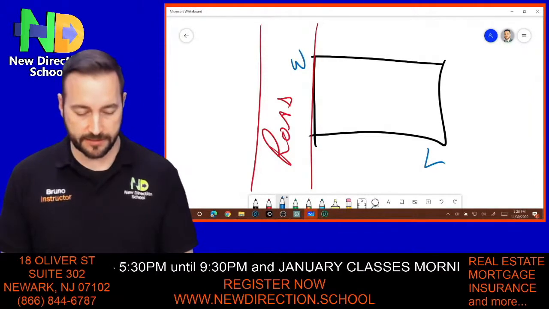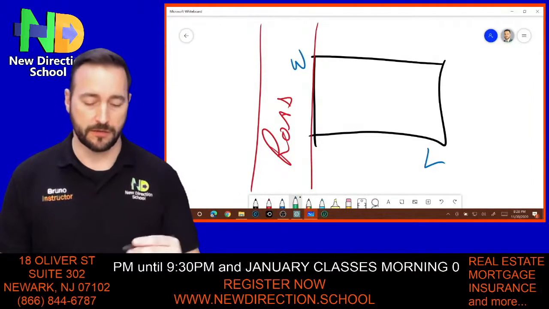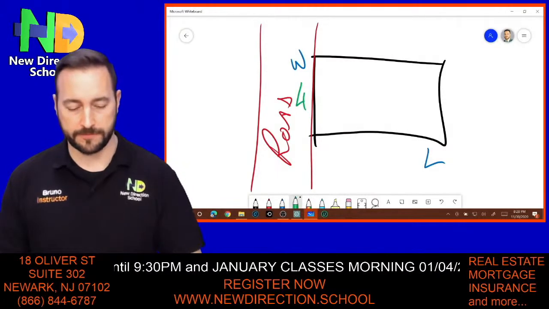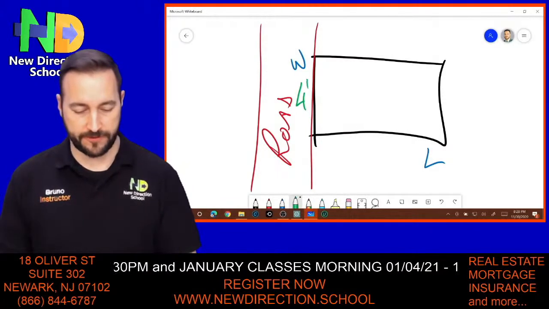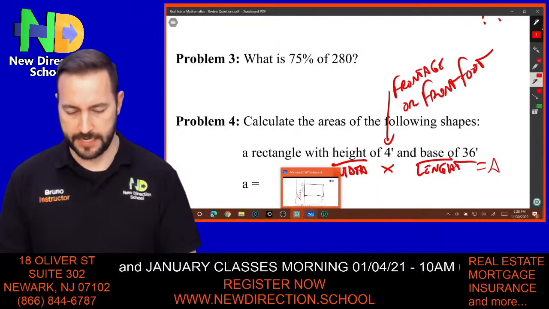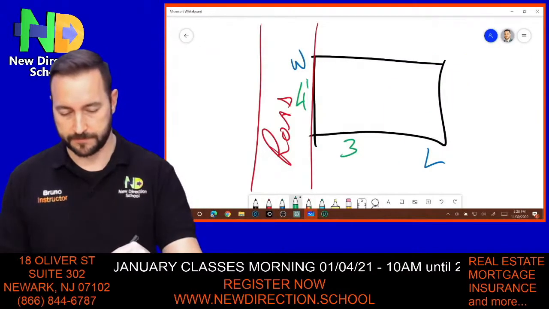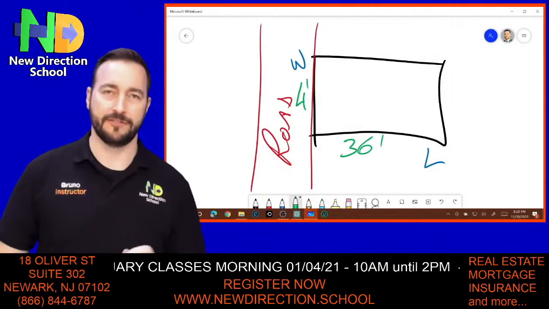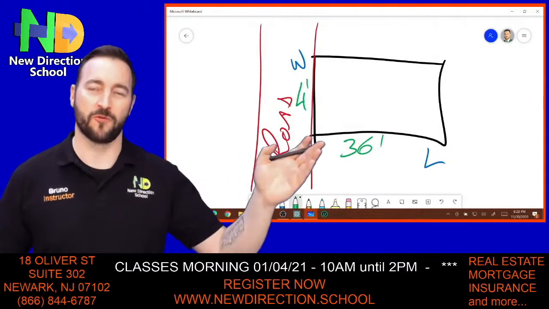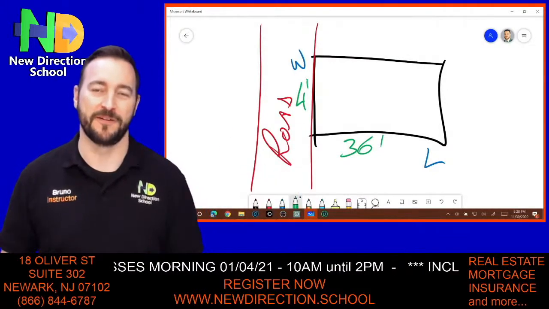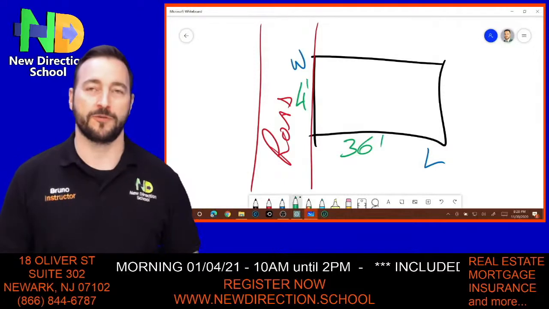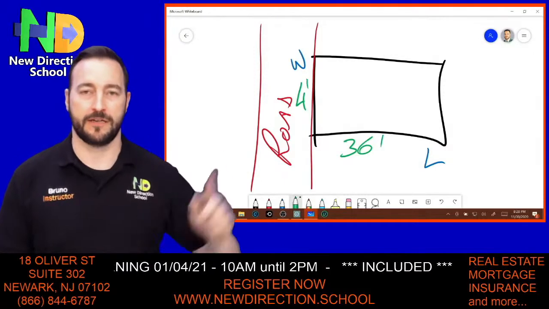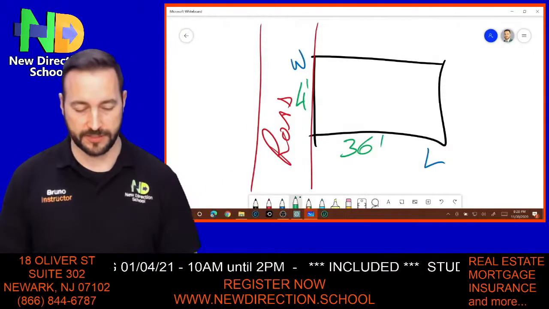So in this case, and I always recommend you draw, in this case it's 4 feet by 36. Obviously, a really small house. We're talking about a room or something like that, just as an example, right? But the first figure was always the front. Second figure is always the length.